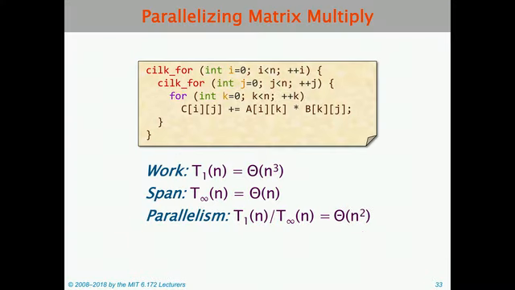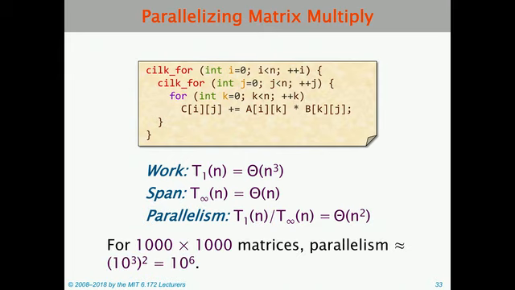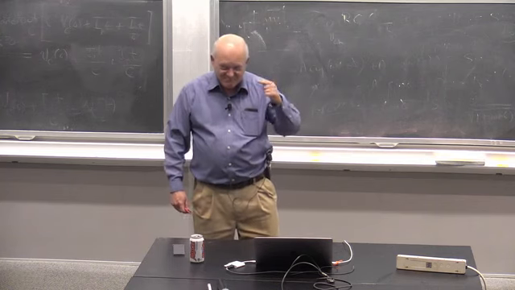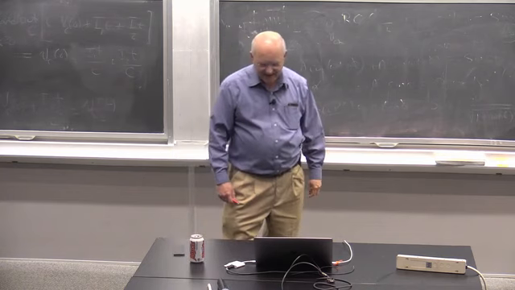If I ignore constants, and I said I was working on matrices of, say, 1,000 by 1,000 or so, the parallelism is something like n squared, which is about 1,000 squared, which is 1,000,000. Wow, that's a lot of parallelism. How many processors are you running on? Is it bigger than 10 times the number of processors? By a little bit. Okay.